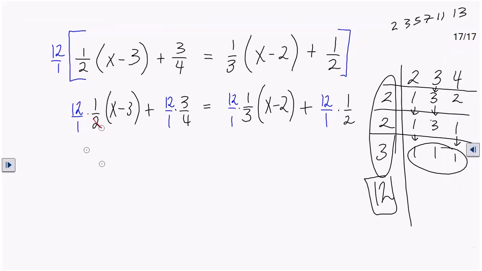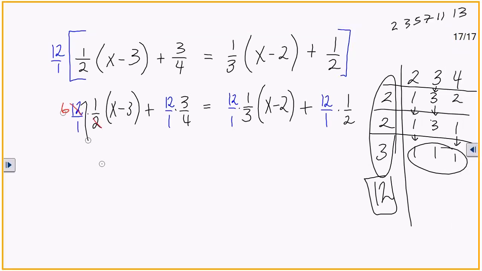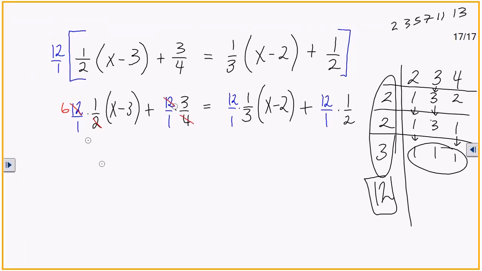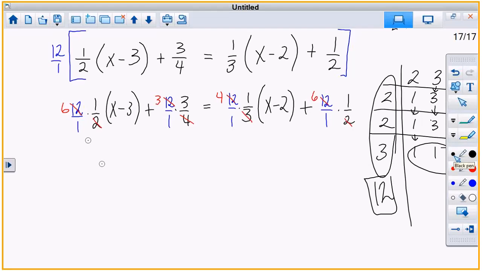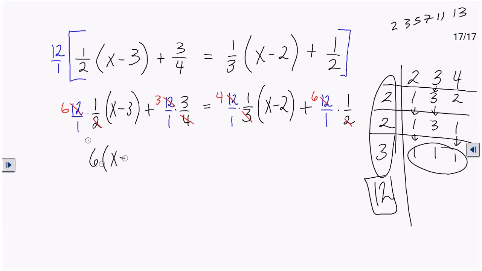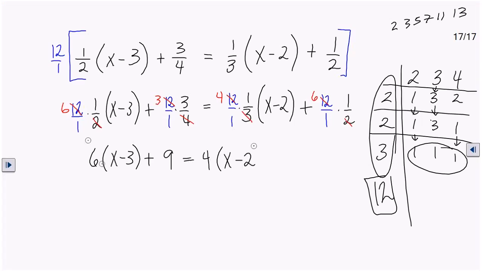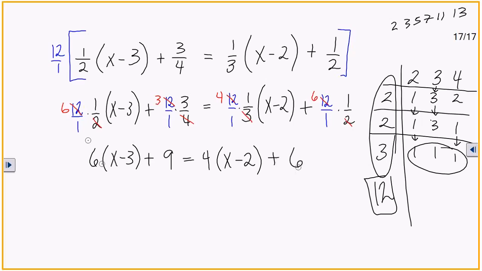2 will go into 2 one time, and 12 goes in there 6 times. 4 will go into 4 one time, and goes in there 3 times. 3 will go into 3 one time, and goes in there 4 times. 2 will go into 2 one time, and goes in there 6 times. So now, I can rewrite my problem and just have distributive law and combining like terms. 6 times x minus 3 plus 9, 3 times 3 is 9, equals 4 times x minus 2 plus 6. And now you have a distributive law.